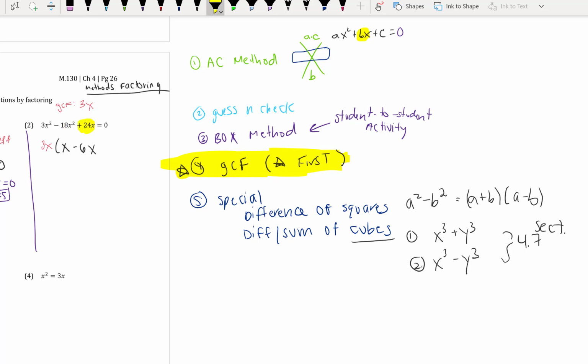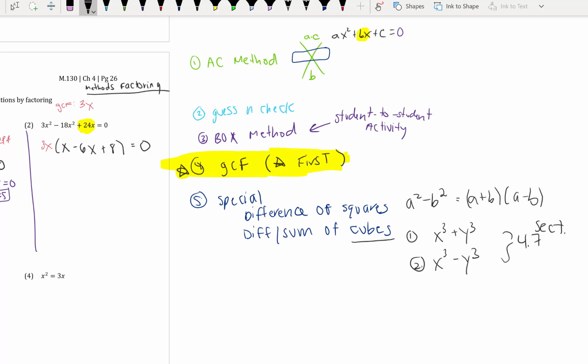Now let's look at our last term. So 24 divided by 3 is going to give me a 8, so positive 8, and x divided by x is going to be 0. So that is what we're going to get.